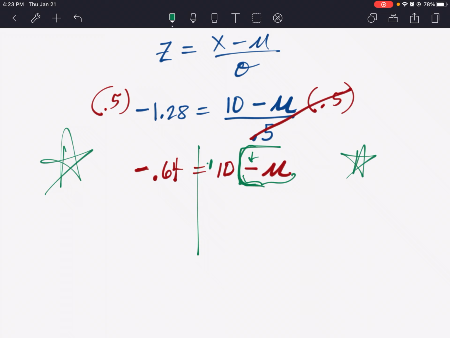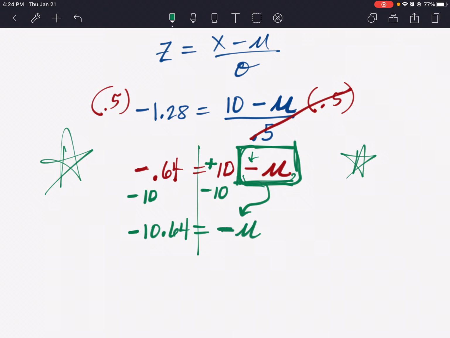This 10 is like an addition component, or a positive component over here. So what's the opposite of plus 10? Minus 10. So I minus 10. And if you need your calculator to realize that those combine together and become negative 10.64, then so be it. And what gets brought down? The negative mean. So look, I got negative mean, negative 10.64.